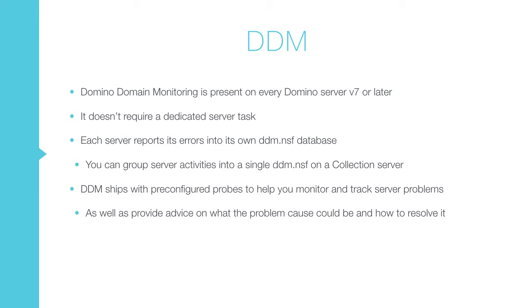DDM ships a pre-configured probe to help you monitor and track server problems. The probes also do two other things. They tell you how often this problem has occurred, and that's really important. So if I see this problem has occurred, but it's occurred once in the last month, that's a very big difference from a problem that's occurred 22,000 times in the last 3 weeks. The probe also consolidates repeats of the same problem, so you just see it once, and it will also provide advice on what the problem cause can be and how to resolve it.